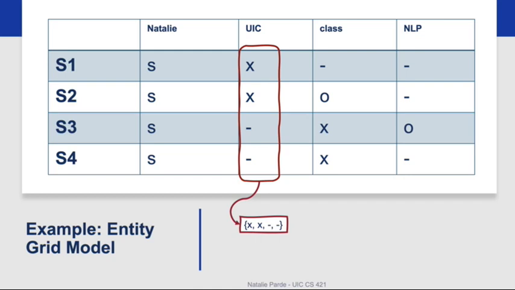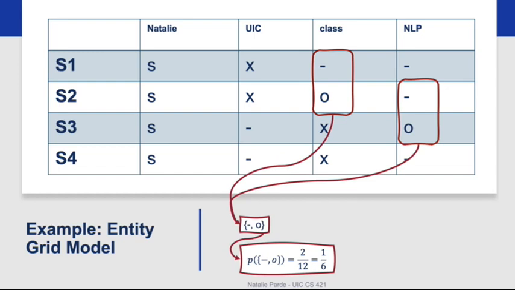For example, we could compute the transition probability of seeing 2 X's followed by 2 dashes. In this case, there are 4 possible transitions of length 4, and only one of them matches the pattern X X dash dash, so the probability associated with this transition is 1/4.